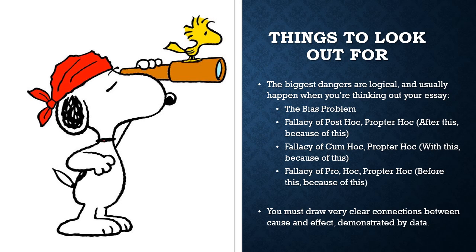The bias problem itself, and other things, often lead to a string of logical fallacies that are very often associated with cause and effect essays. First, we have the fallacy of post hoc propter hoc, which is Latin for after this, because of this. This fallacy looks at two things that happen. It sees one thing happens first, another thing happens right after it, and therefore they assume that the two things must be connected.